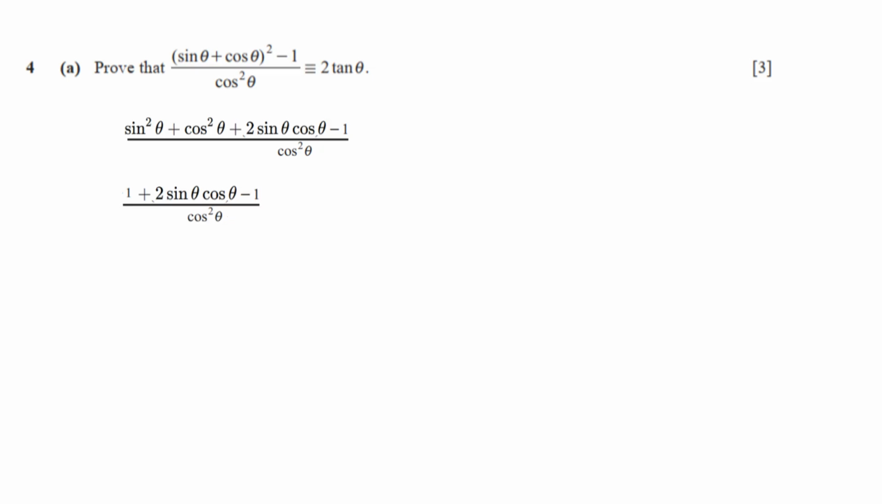The 1 and negative 1 get cancelled. So we get 2 sin theta cos theta, the whole thing divided by cos square theta. Now simplify this cos theta, we get 2 sin theta divided by cos theta. Sin theta divided by cos theta is nothing but tan theta. So we get 2 tan theta. So hence we proved the identity.